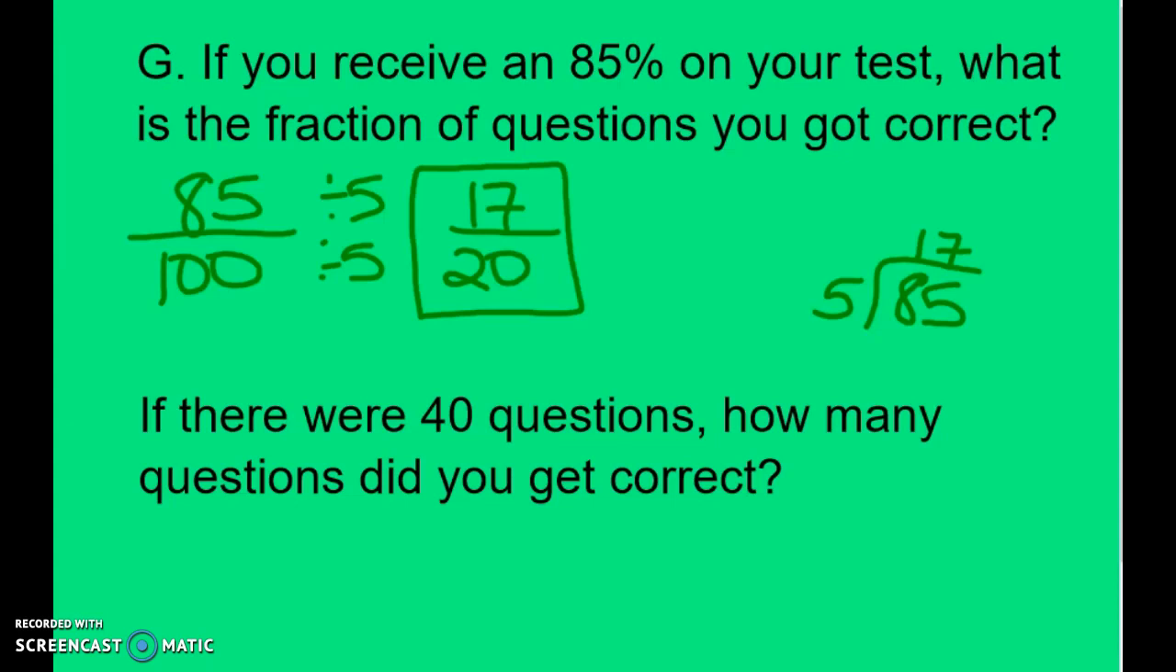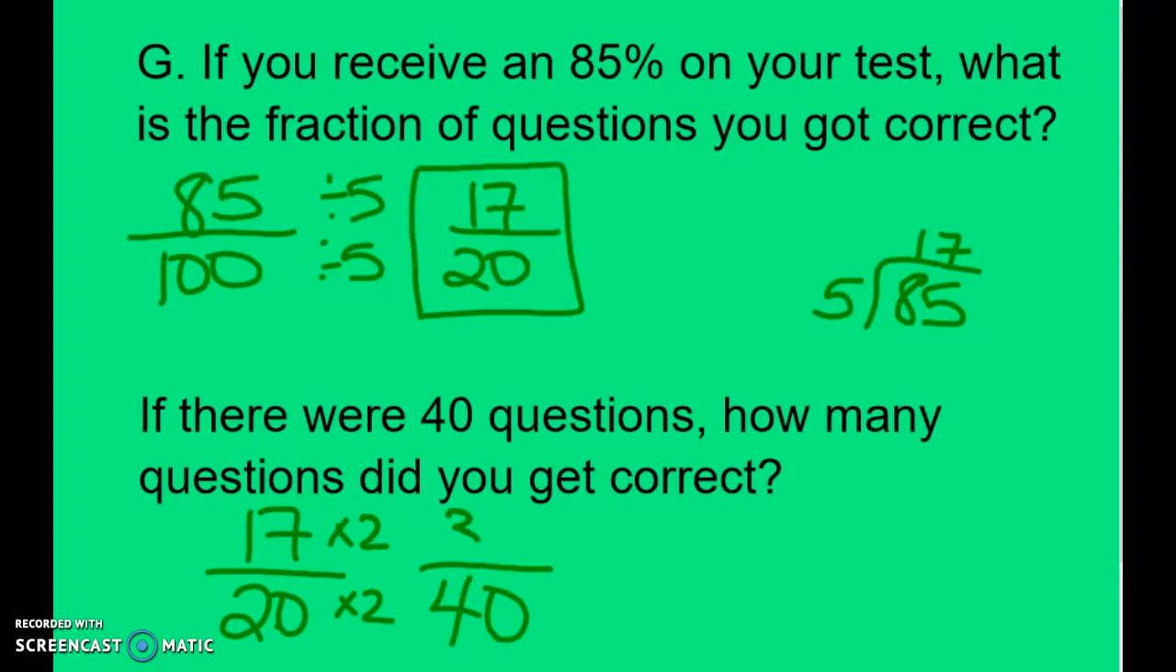Now it says there are 40 questions. How many questions did I get correct? So if I know I got 17 out of 20 right, and there were 40 questions, I'm going to have to check and see, what do I do to get from 20 to 40? I had to multiply by 2 on the bottom, so I multiply by 2 on the top, which gives me 34. So that tells me I got 34 out of the 40 correct. So my answer for the second part of the question would be 34.